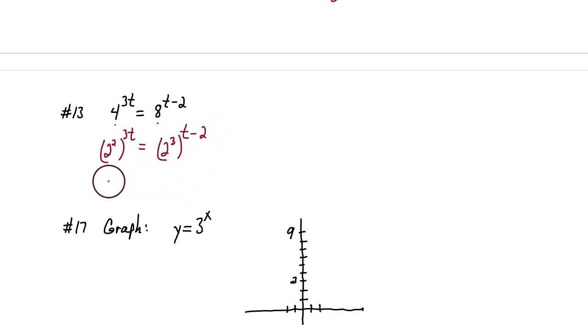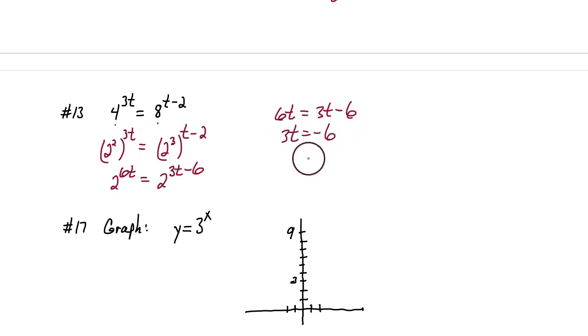Now use the rule about multiplying exponents. So we have 2 to the 6t, and on this side we have 2 to the 3t minus 6. Now we can equate the exponents. The 6t is equal to the 3t minus 6, and solve this straightforward equation. 3t equals negative 6, therefore t equals negative 2.